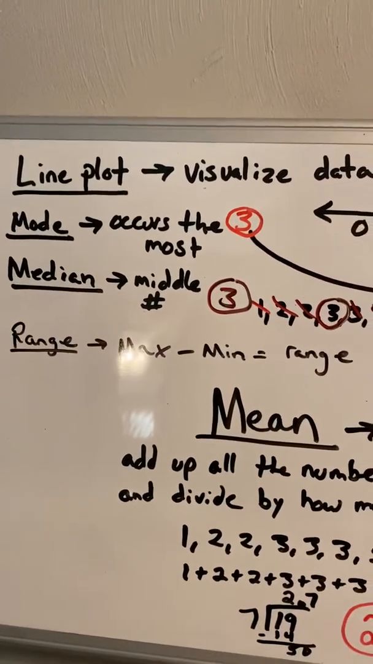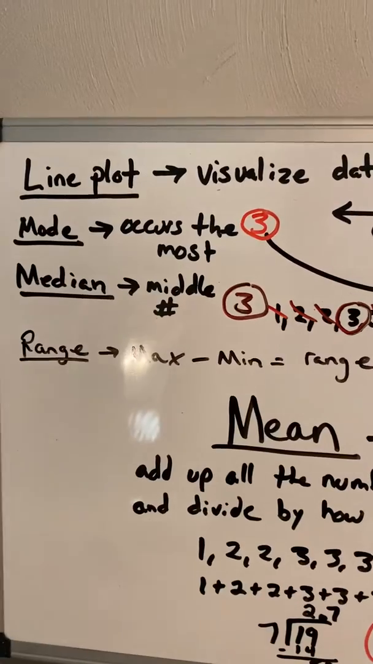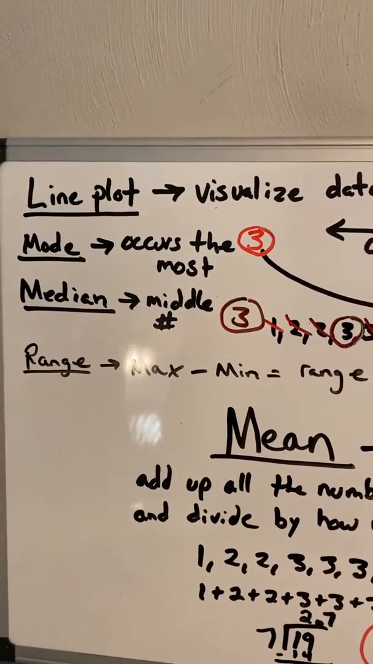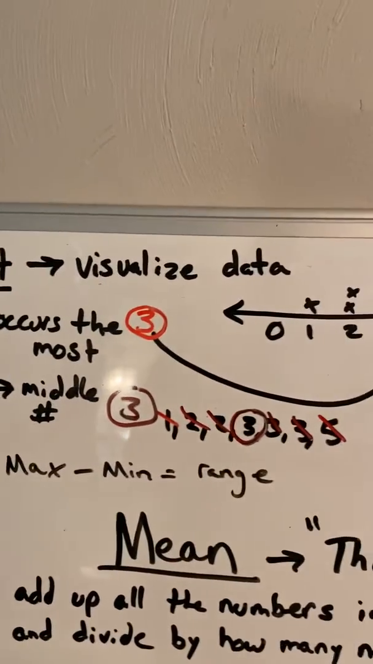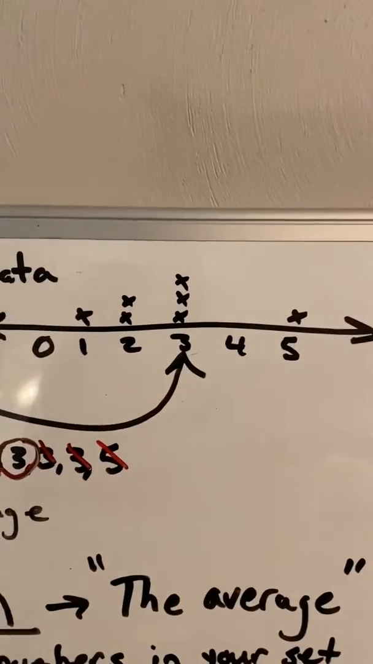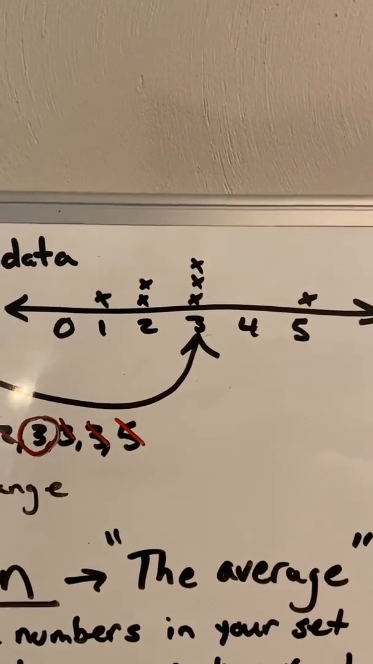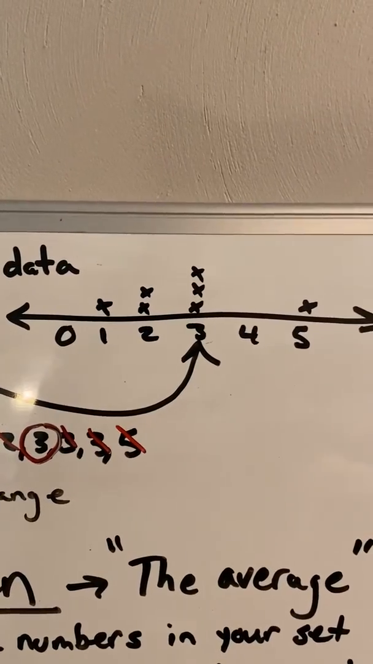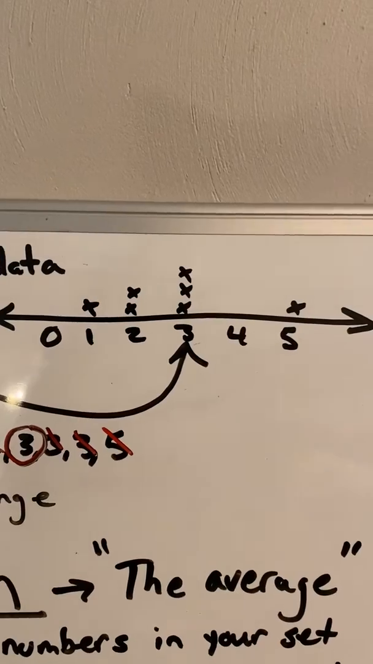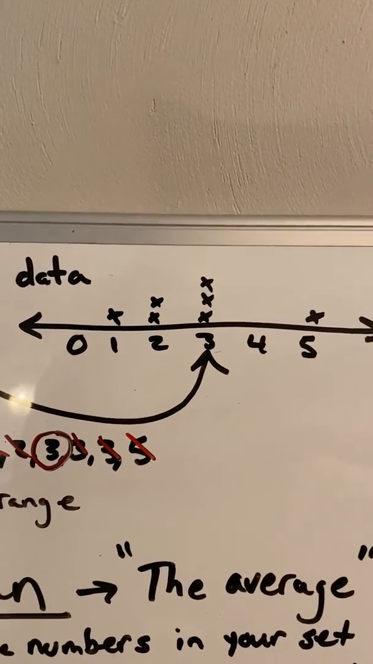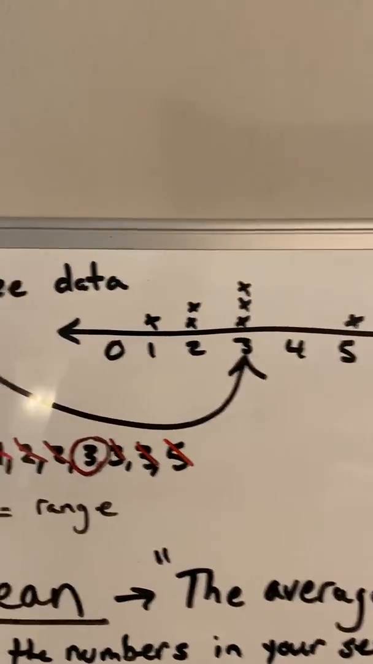Another video today. I want to go over a little bit of what we've been talking about before. We started out with line plot, which is to visualize data. That's where you take some information and put it on a number line showing how much of that information is represented. So it's seeing in a visual way to easily get the answer.